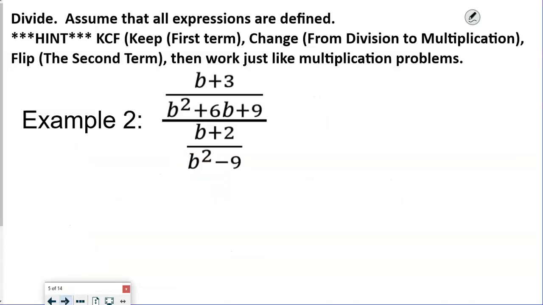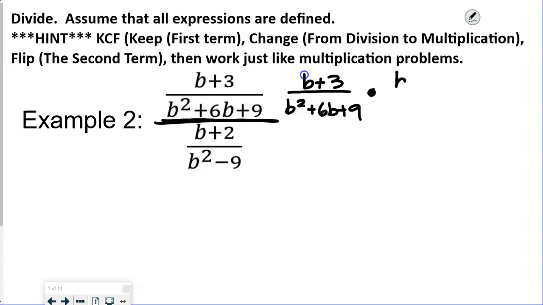All right, so on this one again, we're going to keep, change, flip, right? So we're going to keep what's on top, b plus 3 over b squared plus 6b plus 9. We're going to change from, this is division right here, right, y'all? So we're going to change it to multiplication. And then we're going to flip the bottom. So we're going to get b squared minus 9 over b plus 2.